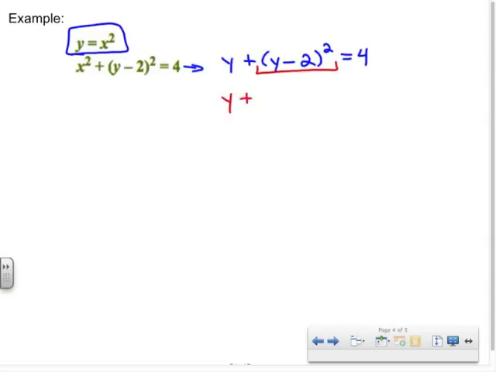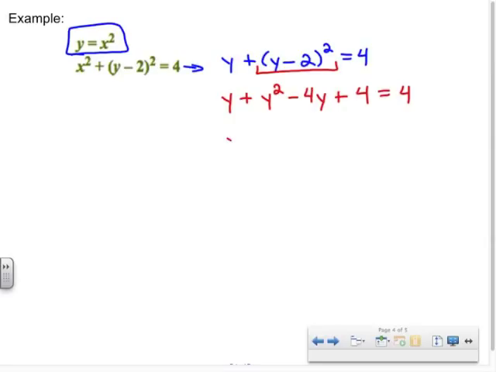That gives me y squared minus 2y, which is minus 4y, plus 4 equals 4. Okay? So that's my equation, and I'm going to try and solve for y. And since it says y squared, I know I could use my methods of solving quadratics to do this. So on the left side, I'm going to combine like terms, and I'm going to put it in standard form.